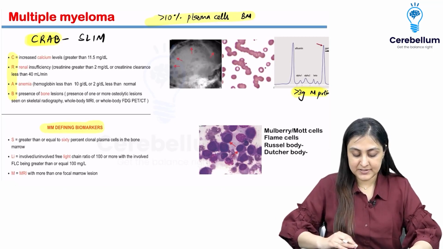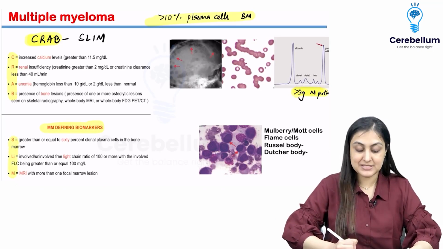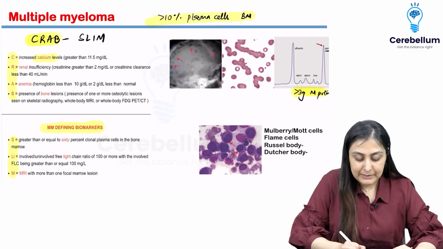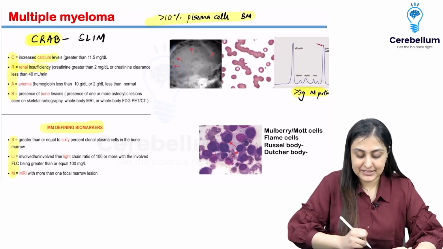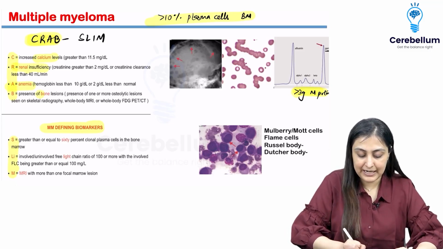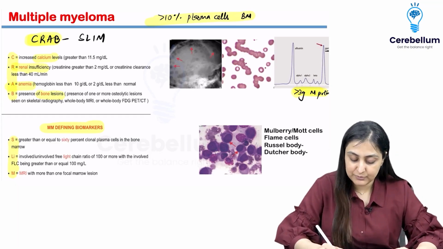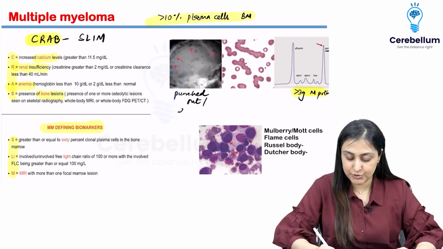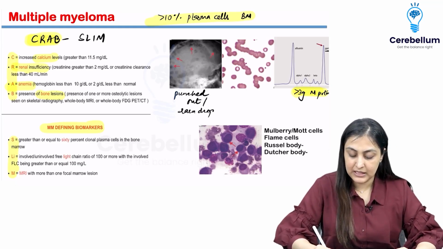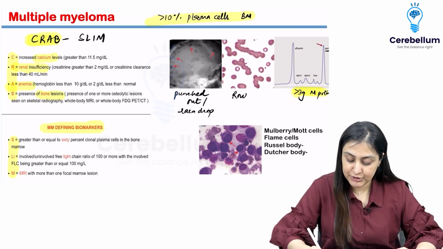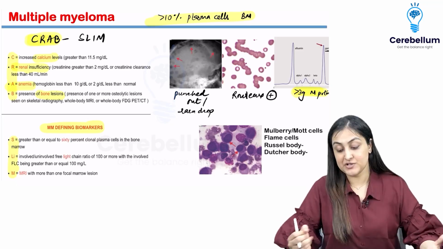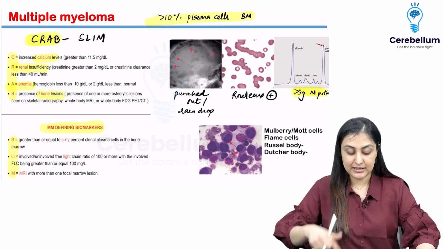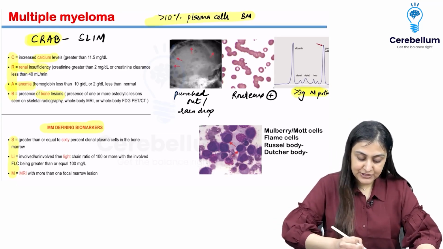And now the update is they've defined biomarkers with SLiM. So this is the CRAB-SLiM criteria. What is CRAB? Hypercalcemia, renal insufficiency, anemia and bony lesions. What kind of bony lesions? We're gonna see these punched out lytic lesions in the skull, also known as a raindrop skull. In RBCs, I've already told you there is this rouleau formation because of increased fibrinogen and these immunoglobulins, they stick to one another. And what is the SLiM feature?